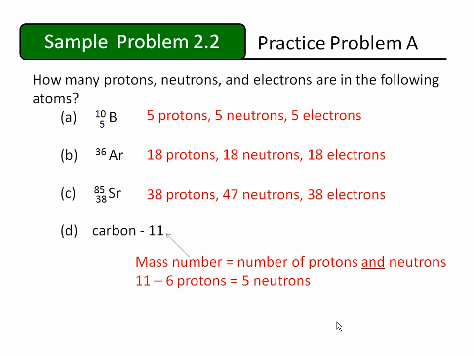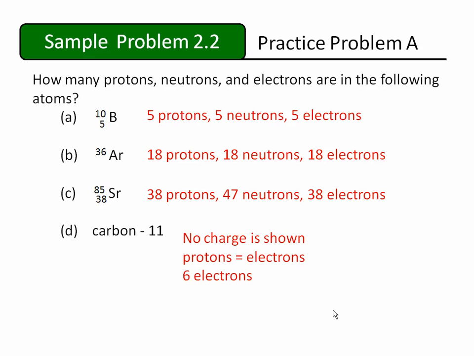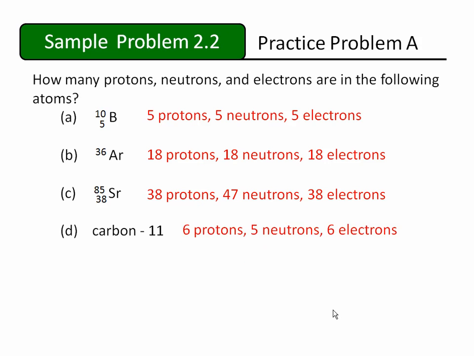The mass number is shown to us, that's that value 11. And again, some subtraction between the mass number and the atomic number will tell us the number of neutrons, so we can say that this atom has 5 neutrons. And no charge is shown, so the protons and electrons must be the same number. We can say that this particular atom has 6 protons, 5 neutrons, and 6 electrons.